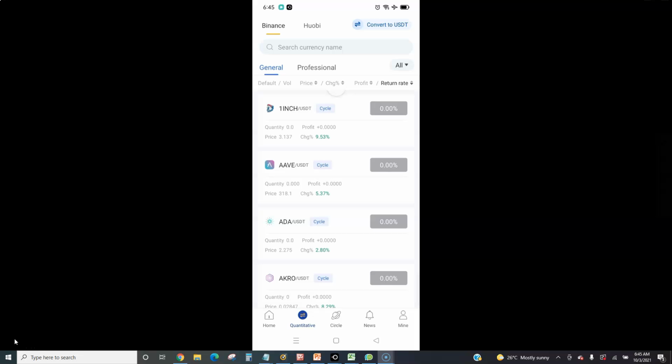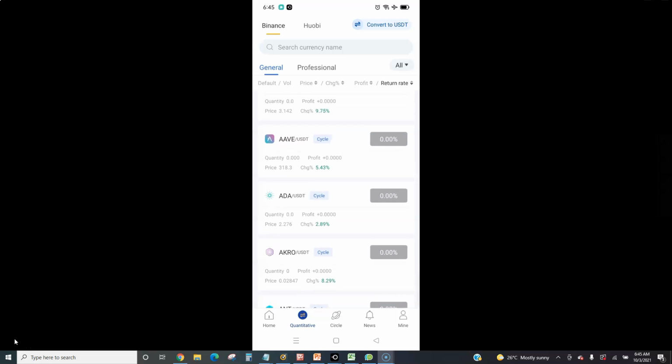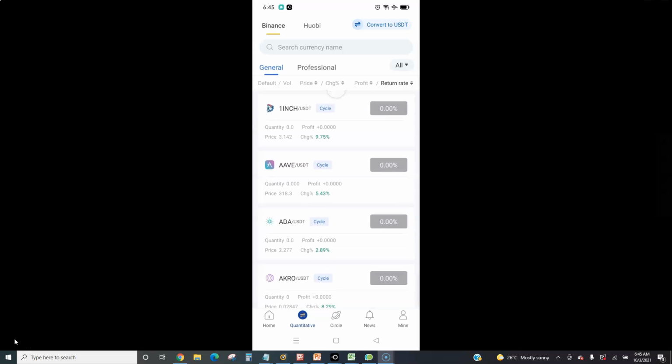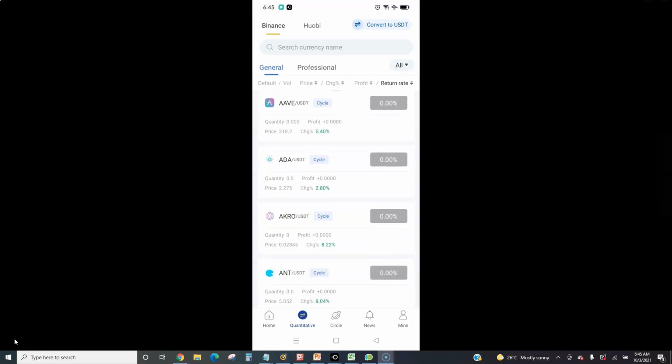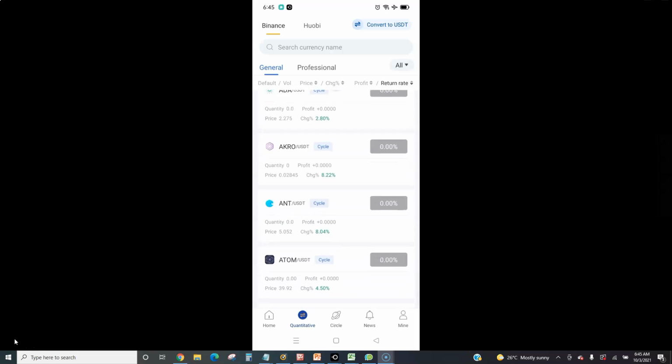That is 9.5. That one is not deep because it is green. It is going up. Deep will be red. This one is going up. It is not deep. So that means this 1inch is not the coin that we can trade. We need to look further. The second one is 5.4%. We need to look further.